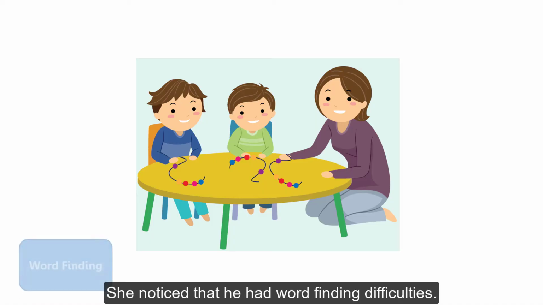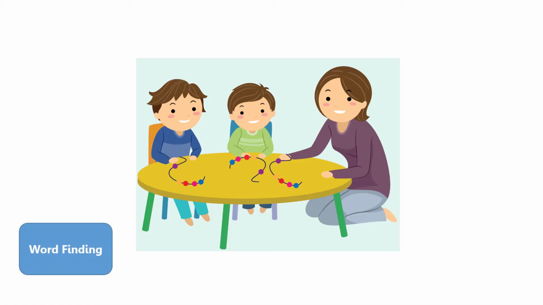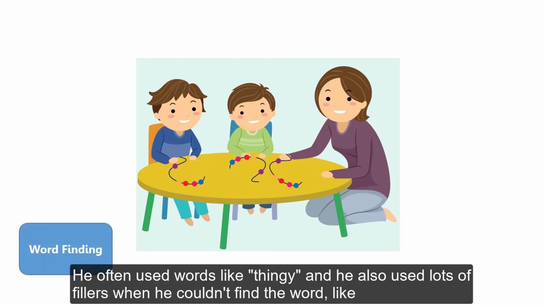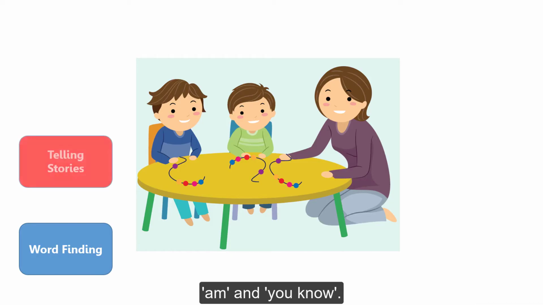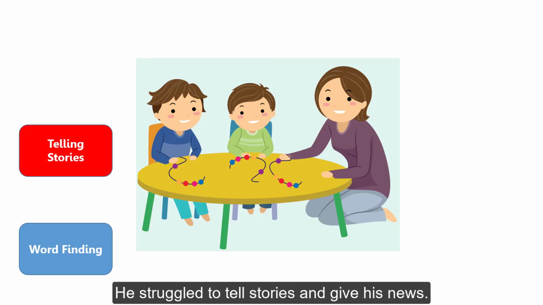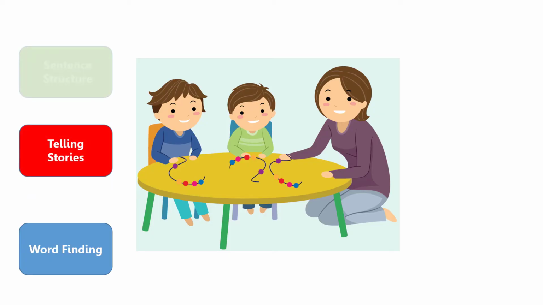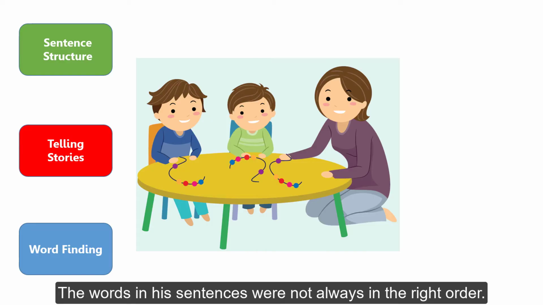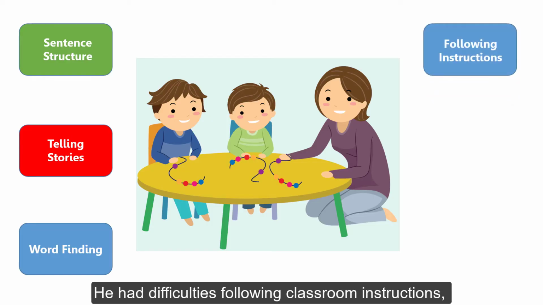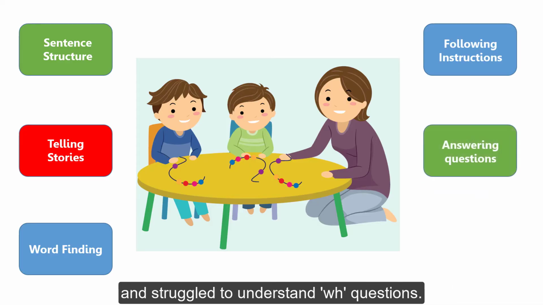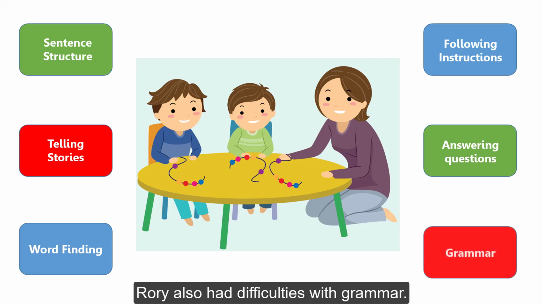She noticed that he had word-finding difficulties. He often used words like thingy, and he also used lots of fillers when he couldn't find the word like am and you know. He struggled to tell stories and give his news. The words in his sentences were not always in the right order. He had difficulties following classroom instructions and struggled to understand WH questions. Rory also had difficulties with grammar.